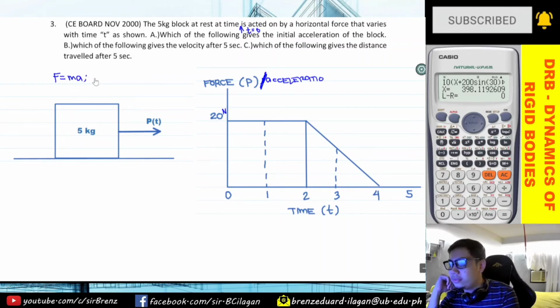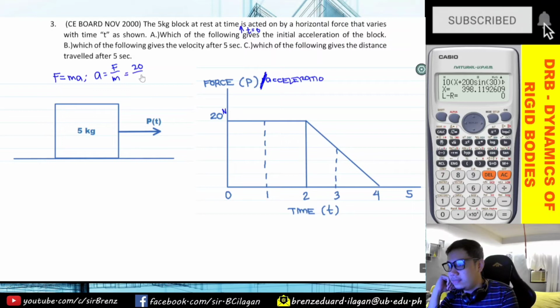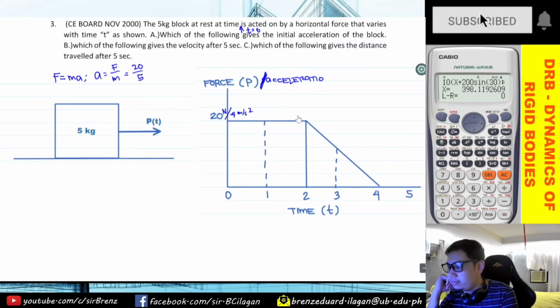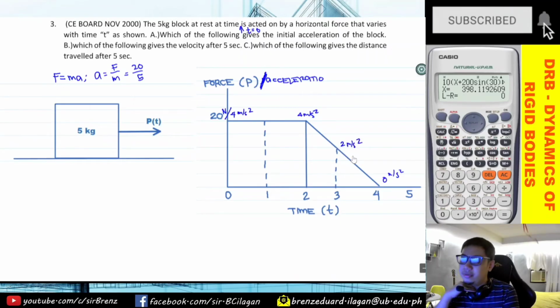So, if you're going to solve for the acceleration, that is just simply equals sa force over the mass. Or simply, in 20, just divide it by 5. So, this will be equals to 4. Or, this diagram, same shape. So, this is 4 meter per second squared. So, same lang naman yan. Ayan. So, dito 4 meter per second. Sorry. So, this is 4 meter per second squared pa din. And then, pagdating niya dito, this will be 0 meter per second squared. So, malamang-lamang dito is 2 meter per second squared.